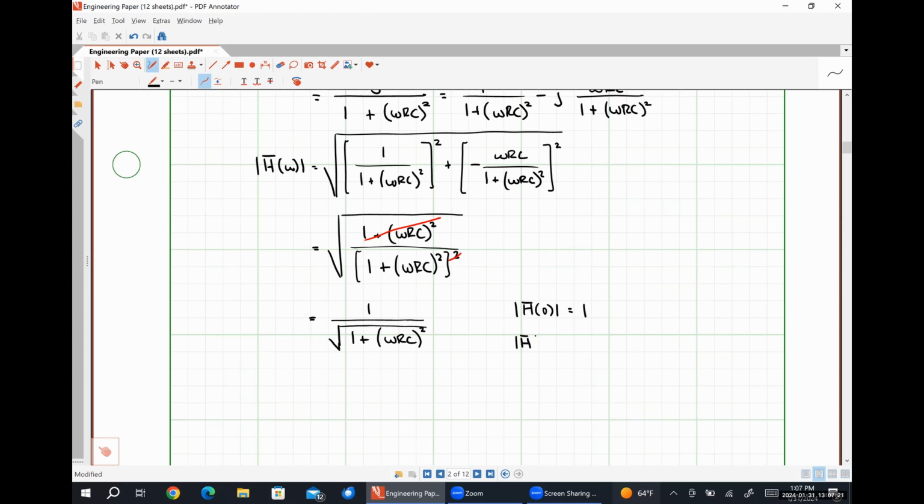At extremely high frequencies, omega approaching infinity, what is our magnitude response going to look like? 0, because we're going to have 1 over the square root of infinity squared, which looks like 1 over infinity, or 0. So we pass very low frequencies. We attenuate very high frequencies. What type of filter is this? A low pass filter.